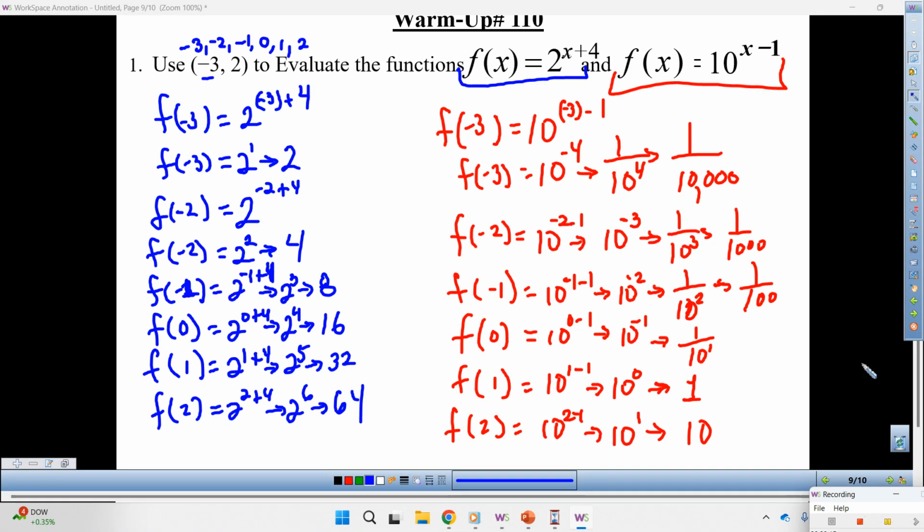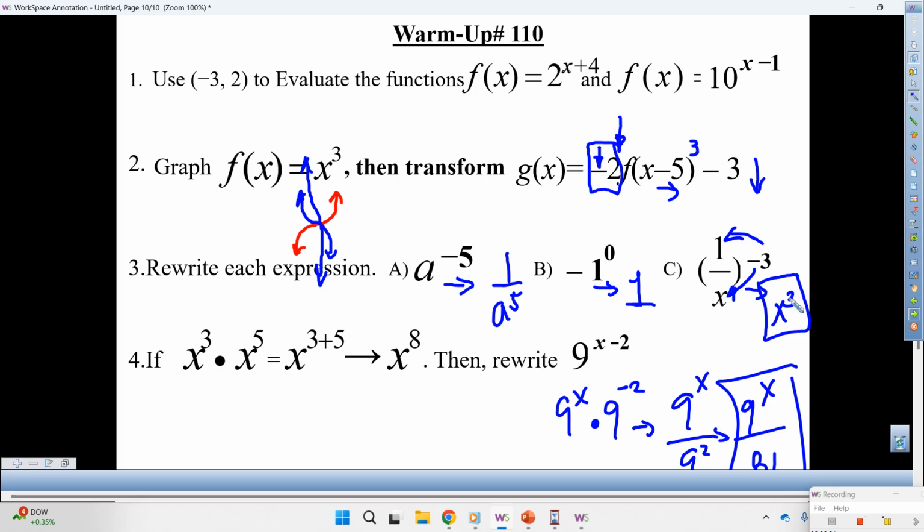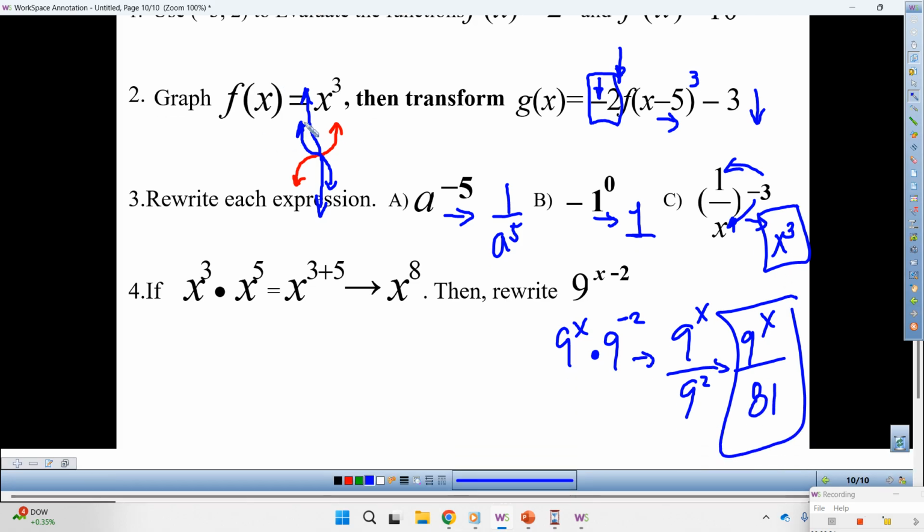So, number one, make sure you keep practicing evaluating those functions because we're headed that direction. Once again, number two, cubic, flips it, stretches it, and moves it 5 to the right, 3 down. And all these are just practice for your exponents.